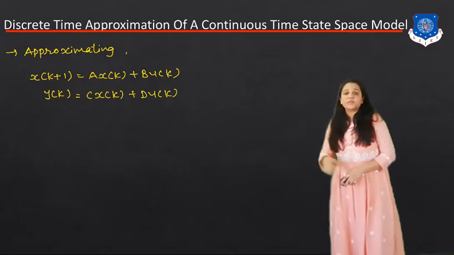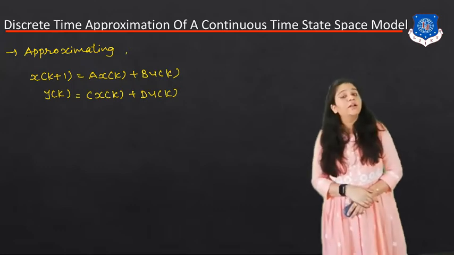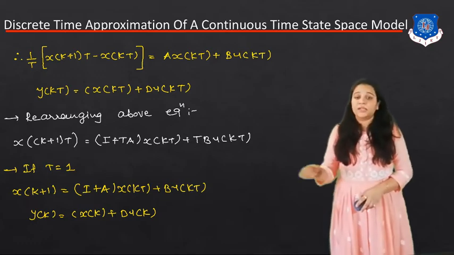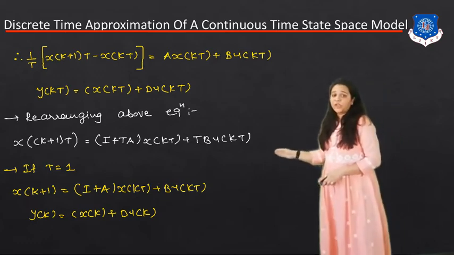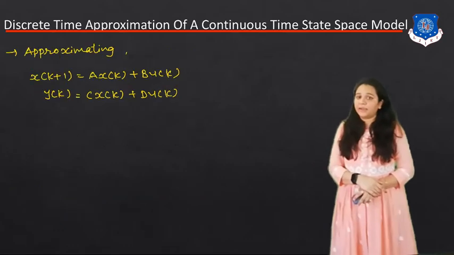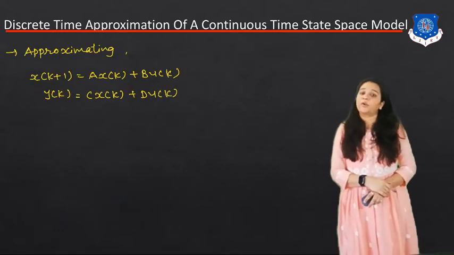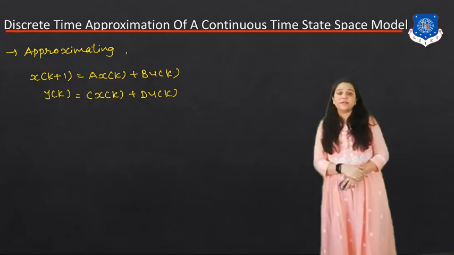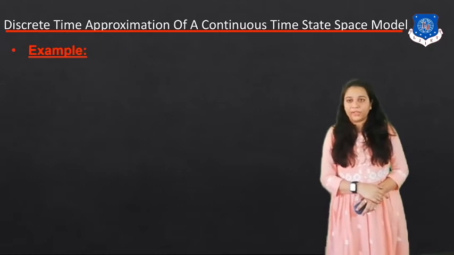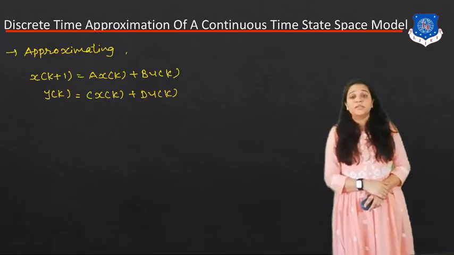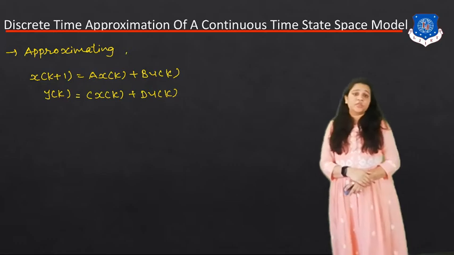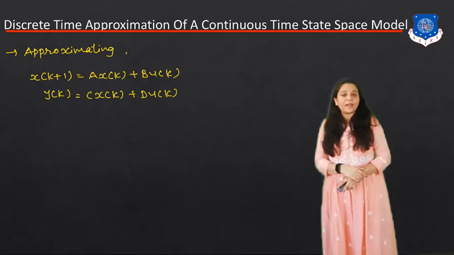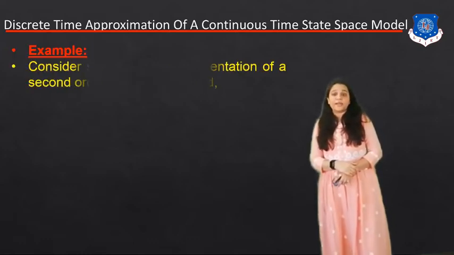x of (k plus 1) equal to G x of k plus H u of k, because here I plus A is nothing but the new A matrix, and in x of kT we put T equal to 1. So we get x of (k plus 1) equal to A x of k plus B u of k, and y of k equal to C x of k plus D u of k. So this is the simplified version of the approximation of the continuous time state space model to the discrete time state space analysis. Now we have to take one example.